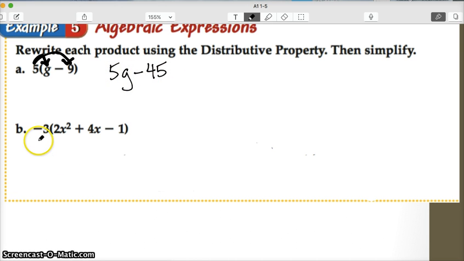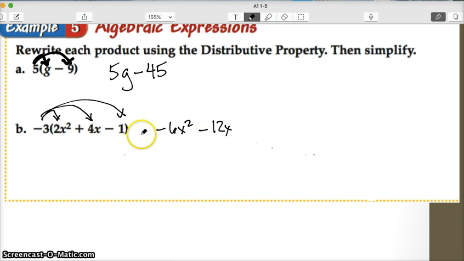Let's take a look at this problem here. Here we have negative 3, and it is being multiplied by 3 terms right now. So I'm going to multiply negative 3 times 2x to the second power, 2 times x squared, and what I get is a negative 6x squared. Then I'm going to take this negative 3 and multiply it by 4x, and I get a negative 12x. And finally, negative 3 times 1 gives me a positive 3. It says simplify, but there's no like terms to bring together, so right now we're done. And no, these guys are not like terms, even though they both have x.